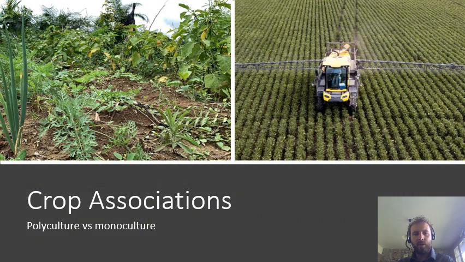So first of all, to introduce the concept, here you have an opposition between, on the left, a plot with crop association with eggplants, onions, carrots, and on the right a monoculture with only one crop, I think here soybean. So of course we see a huge difference, mostly in biodiversity, and of course on the right you have a huge field with just one crop, and on the left you have different crops on a small field.